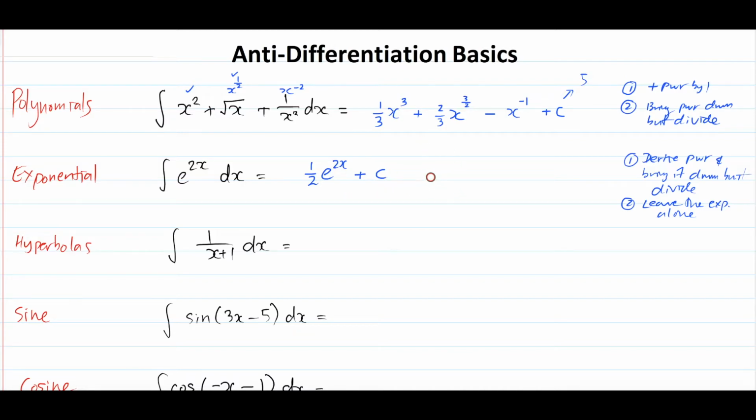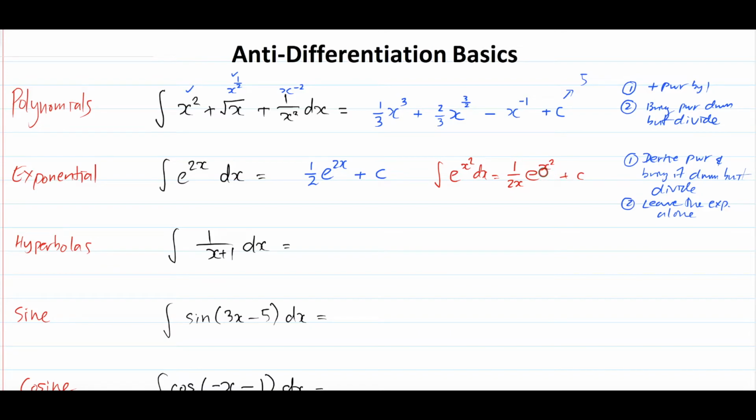Just on a side note though, be careful, do not do this. So if you have, for example, e to the power of x squared dx, and you're asked to anti-derive that, well, in this course, we actually can't do that, so you can't apply this theory right here. If you were to derive x squared, you get 2x, right? And then you bring the 2x down, but you divide it, so you get 1 over 2x, and then you leave the x squared by itself, and then put a plus c.